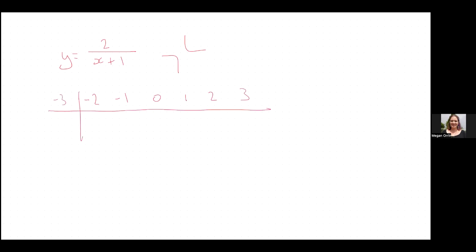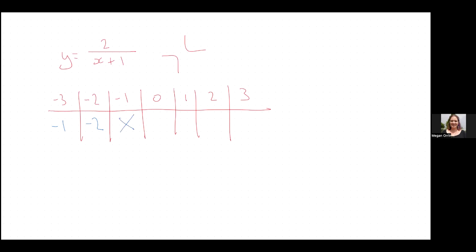So we are going to substitute all these x values in and see what we come up with. All right, so 2 over, if this is -3, -3 plus 1, -2. What's 2 over -2? -1. Okay, anything divided by itself is going to be 1, but one of them is negative. All right, -2 plus 1, -1. 2 over -1, -2. All right, let's do it again. What's -1 plus 1? 0. Okay, does that mean I get to put 0 here? Why not? You can't divide anything by 0.